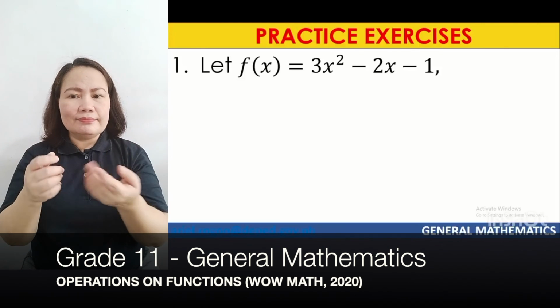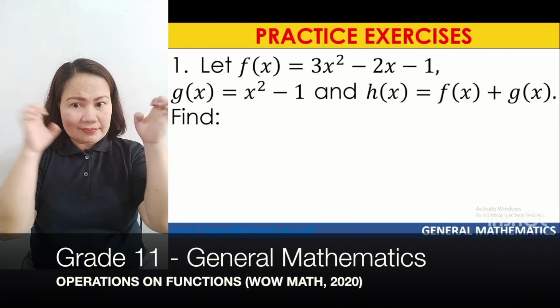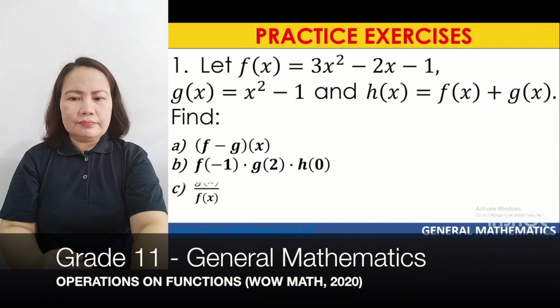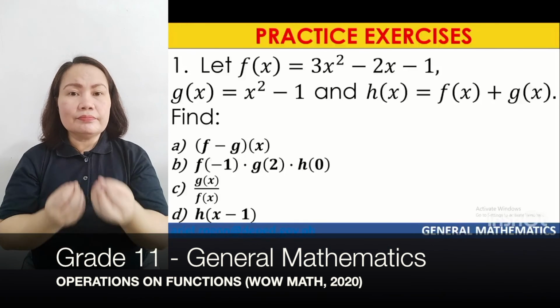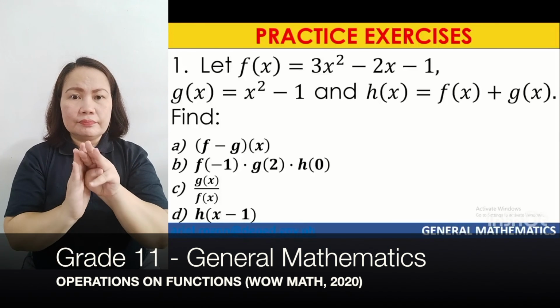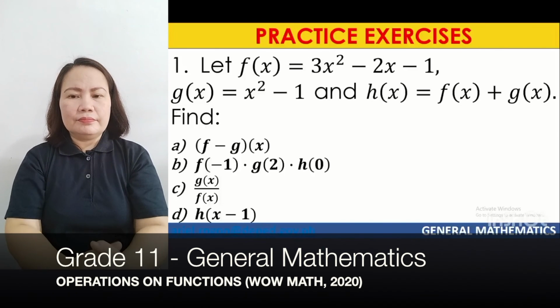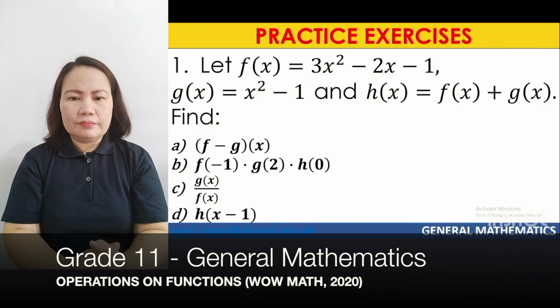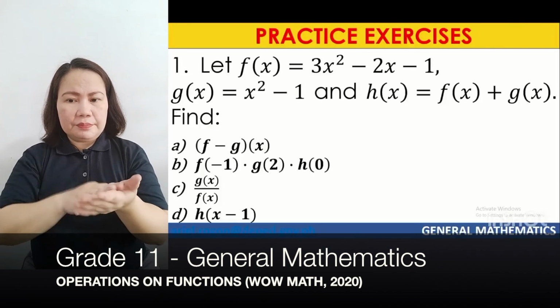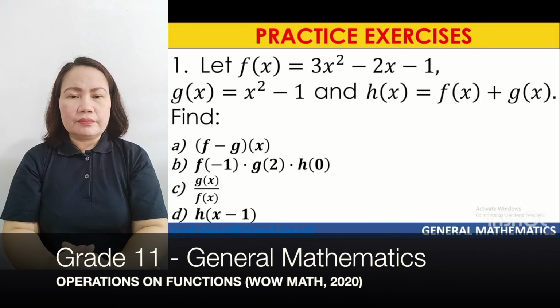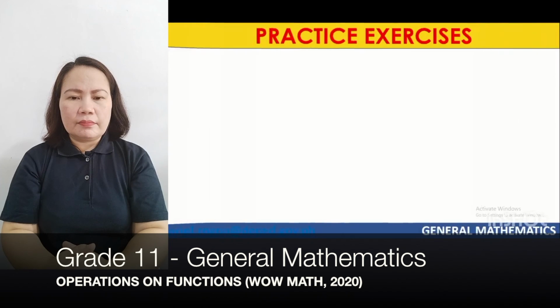Let's try some exercises. Let f of x be equal to 3x squared minus 2x minus 1. Okay, I'll give you 2 minutes to answer this. Just copy it and then try to answer, because I will give the answer next. Okay, let's try to answer now.